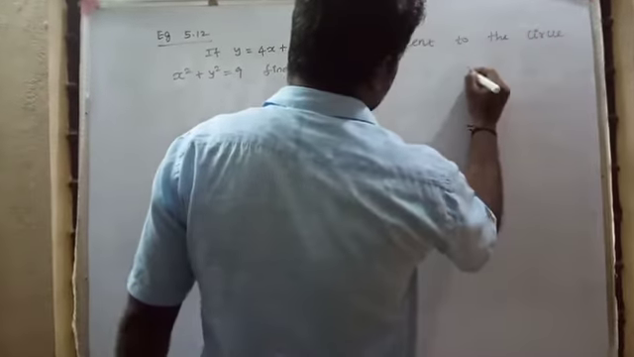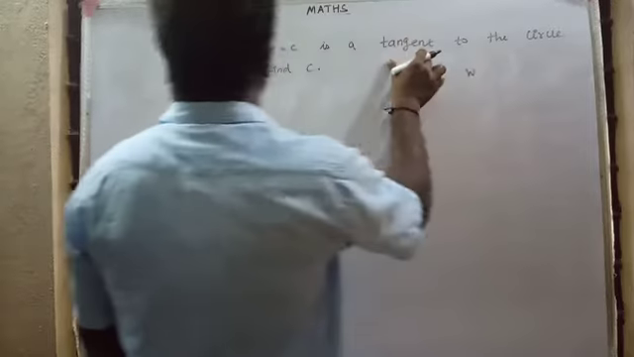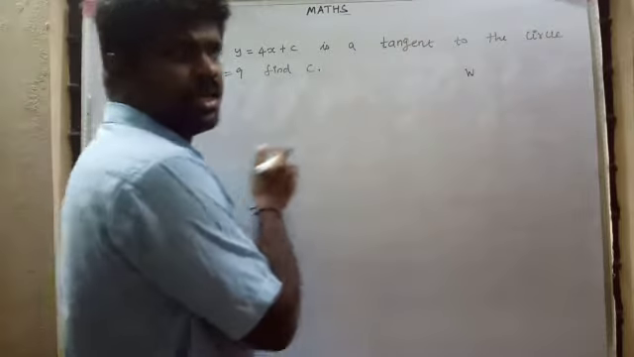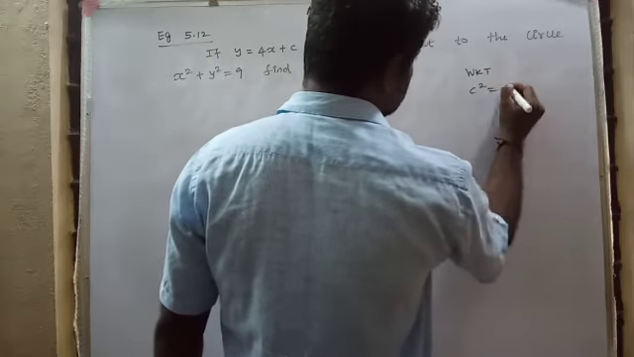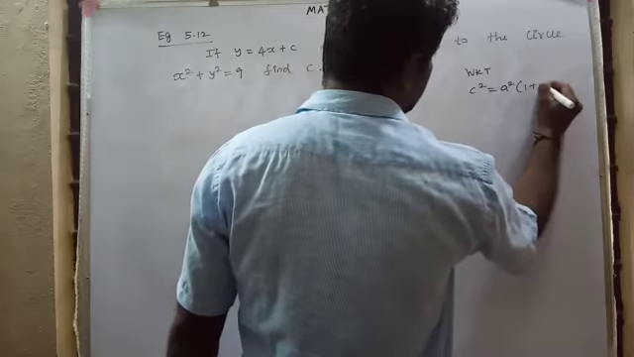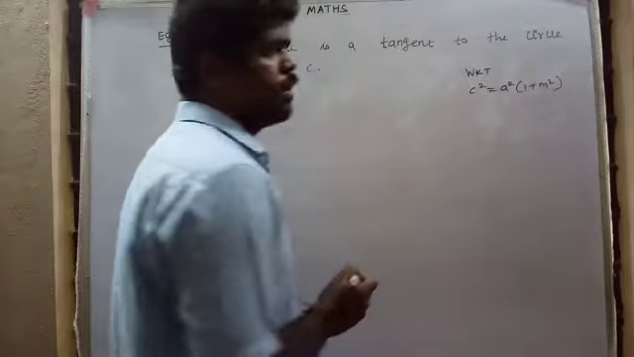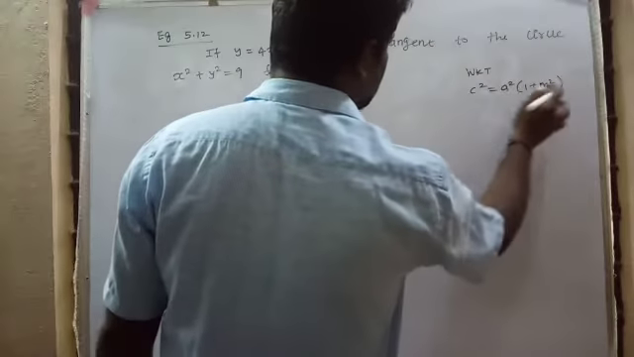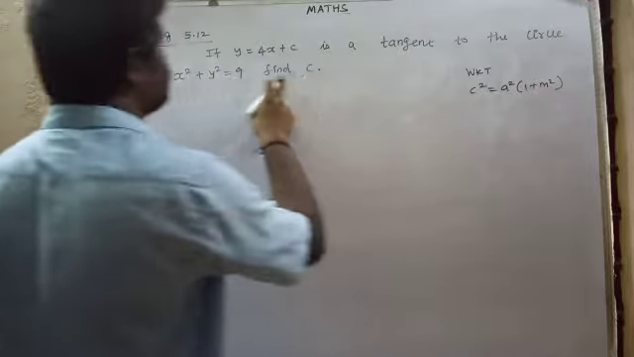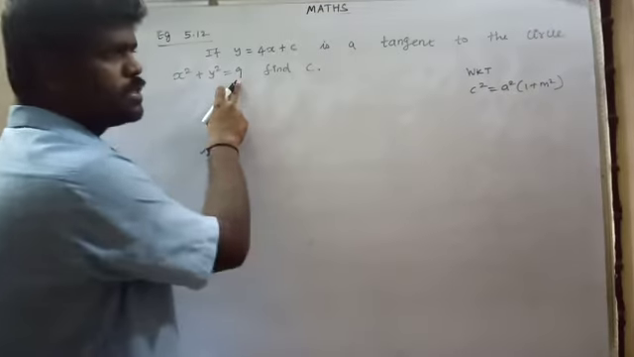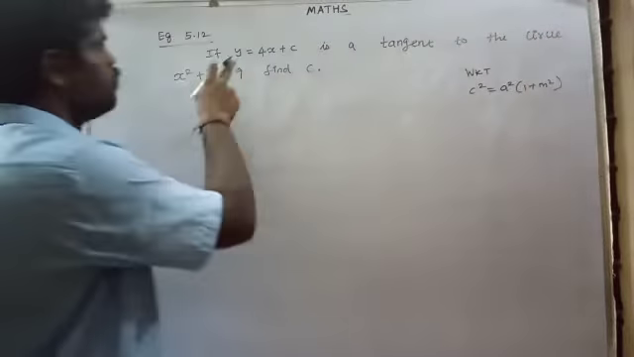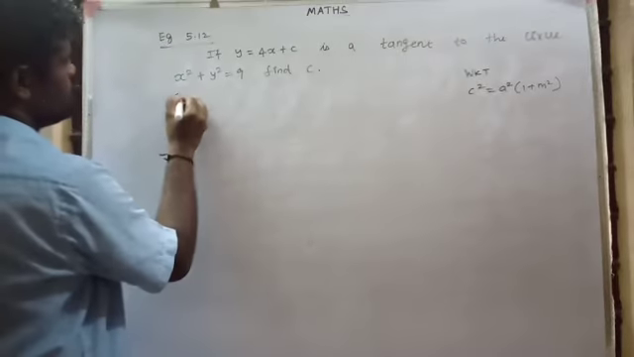We have a formula for a tangent to the circle. We know that the formula is c squared equals a squared into (1 plus m squared). This is the formula here, where c is this value, a is the radius and m is the slope. Okay, right. Solution.